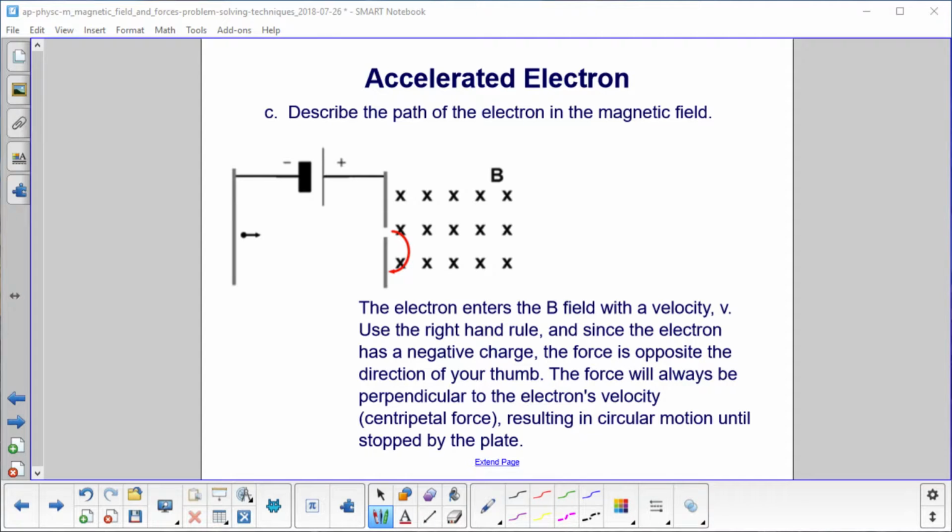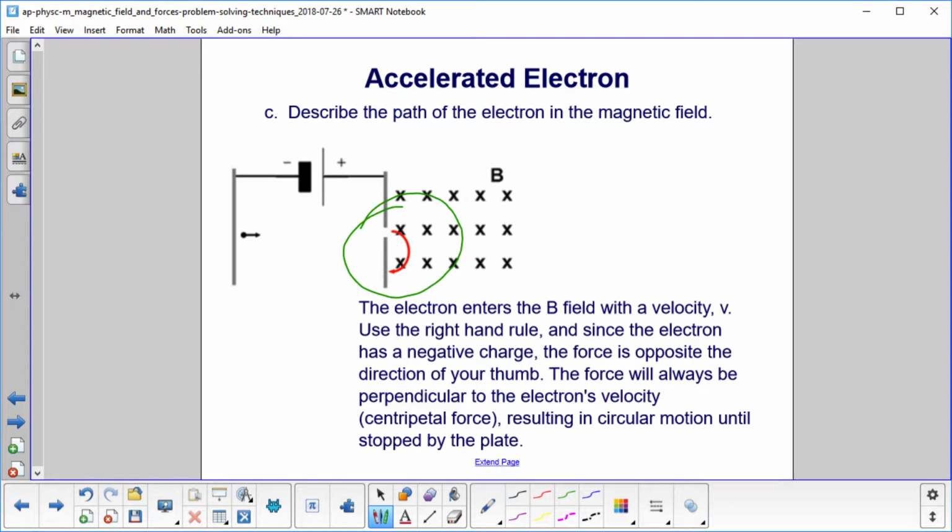Describe the path of the electron in the magnetic field. It enters with the velocity v. We use the right-hand rule, and since the electron has a negative charge, the force will be in the opposite direction of your thumb. The force will always be perpendicular to the electron's velocity, which is a centripetal force, so that will result in circular motion until stopped by the plate.